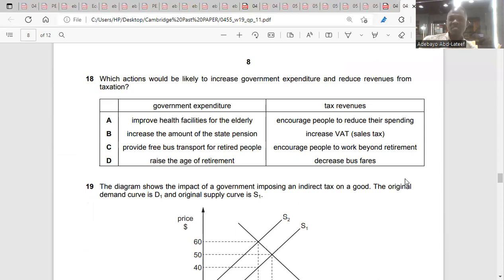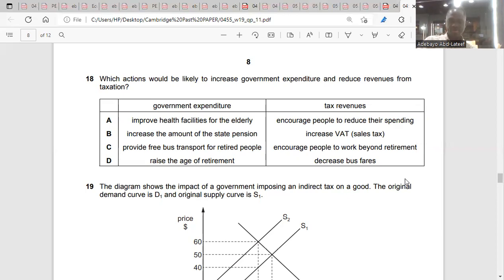Improve health facilities for the elderly. Encourage people to reduce their spending. Do you understand? Do you get it? So the answer is A, number 18.